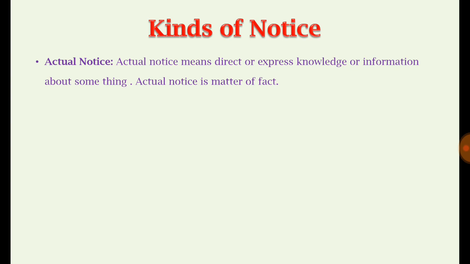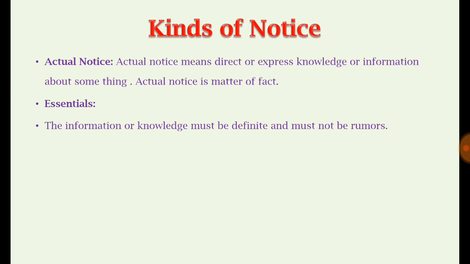So it is a matter of fact. When any fact happens before the person, he gets the knowledge, whether he wants to know it or not. So it is a matter of fact. So we must see what are the essentials of this kind. See, the first essential of this kind is that the information or knowledge must be definite and it should not be rumor. So when that person gets knowledge and it is to be considered an actual notice, it should be fact. Rumorous things cannot be called the knowledge of that person.